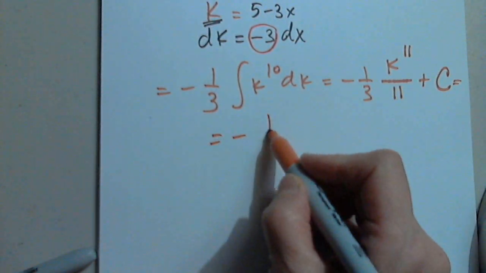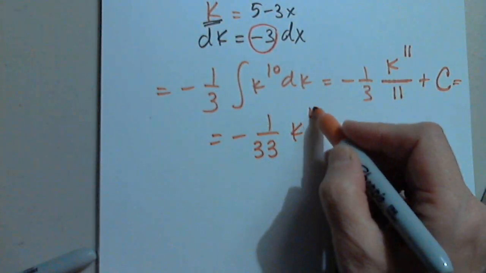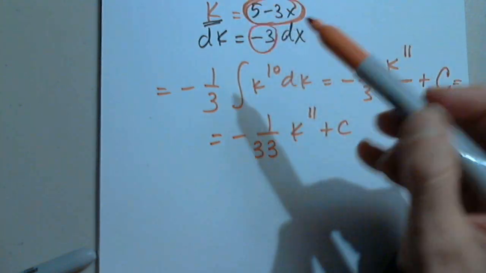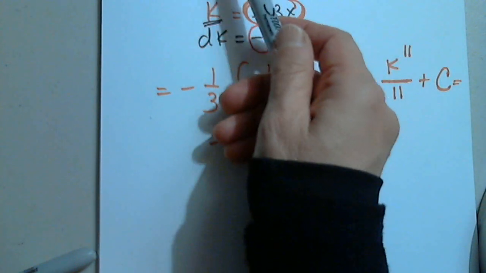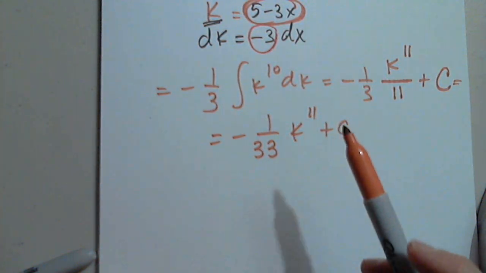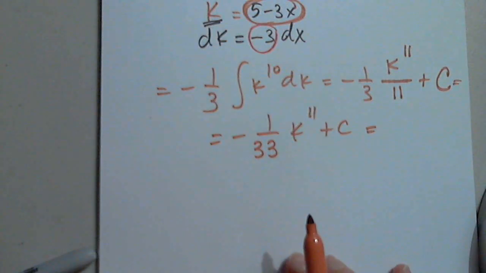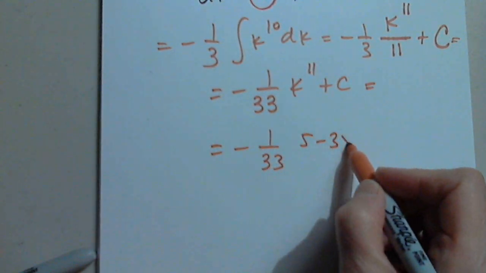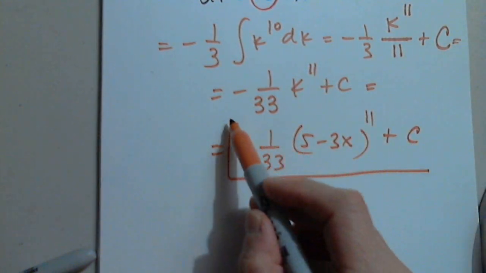So this is negative 1 over 33, k to the 11th plus c, but then I have to go back to the variable that was given to us. The integral was given in x. The answer has to be in x. So I go back and replace k by 5 minus 3x. Negative 1 over 33 times (5 minus 3x) to the 11th plus a constant c. Done.